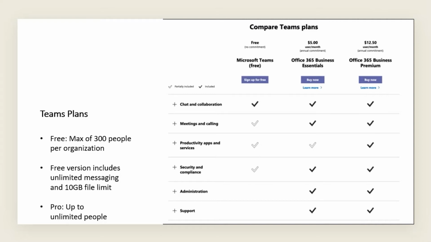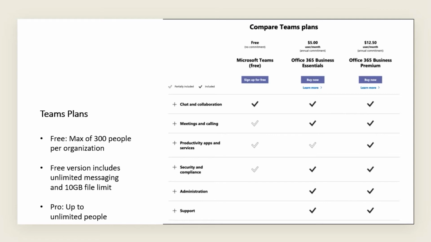So here's a look at the different plans for Teams. The free version has a max of 300 people per organization, and it also includes unlimited messaging and a 10 gigabyte file limit. That would be files you're sharing between all your teams. For the free version, it would be limited to 10 gigabytes.